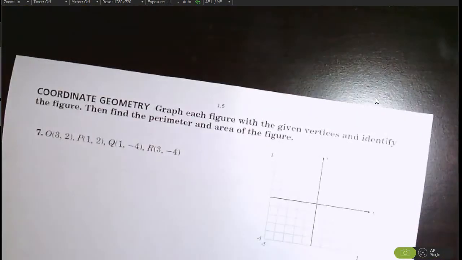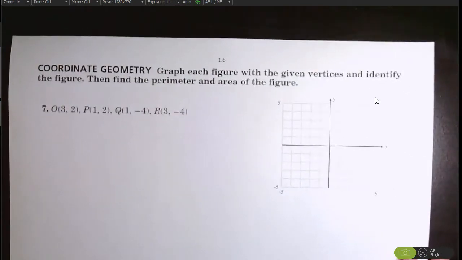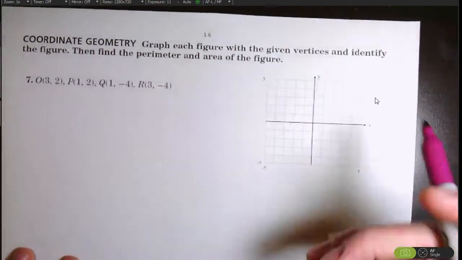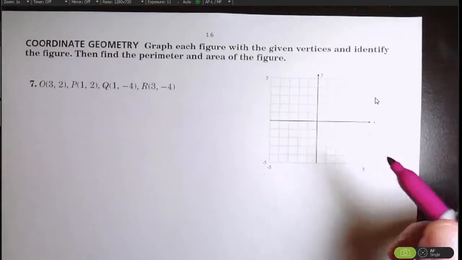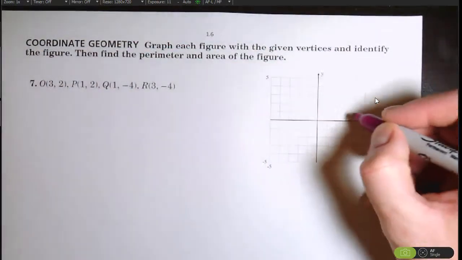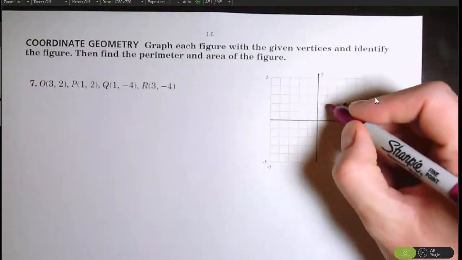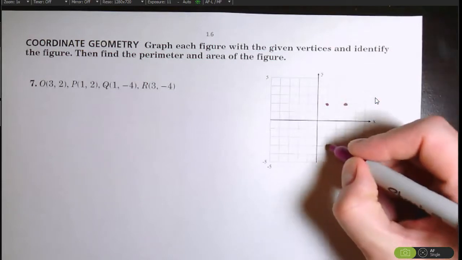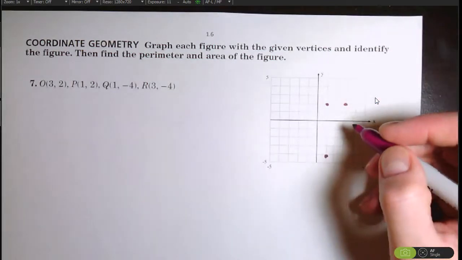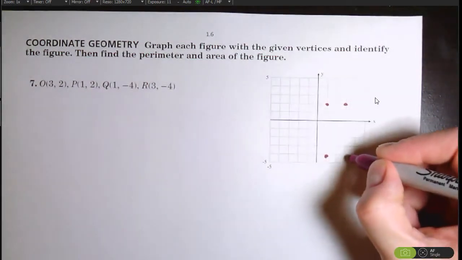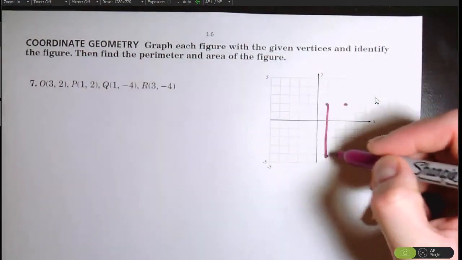Okay, next problem to take a look at is number 7. Now you'll need graph paper for this. I have a little grid already drawn on mine for myself. So plot the points out. O is at 3, 2. P is at 1, 2. Q is at 1, -4. And R is at 3, -4. So sketch it out.